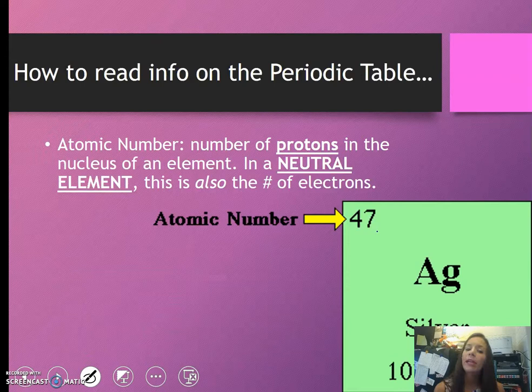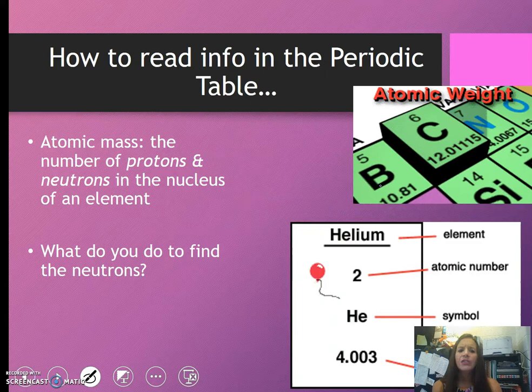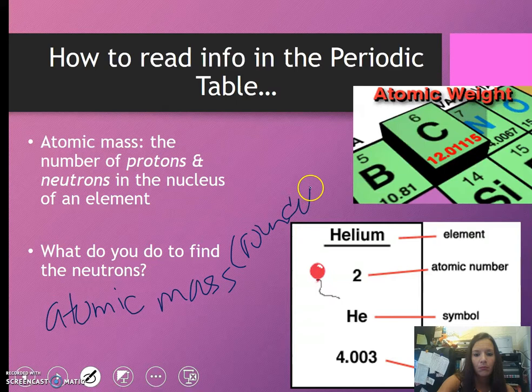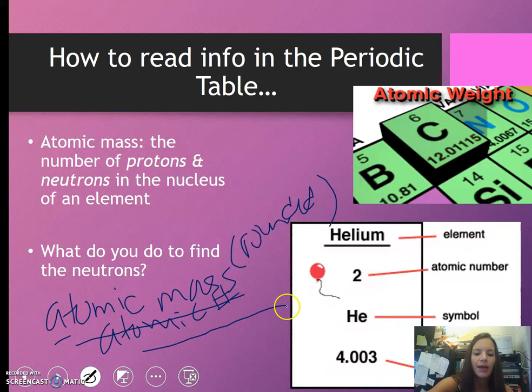So when we read information on the periodic table, the number of protons is going to be the atomic number, which is also the number of electrons. And this is in a neutral element, so we're going to assume that it's a neutral element unless you are otherwise told. The atomic mass then is the number of protons and neutrons in an element. And to find the neutrons then, you take atomic mass rounded, minus the atomic number, and then that gives you number of neutrons.